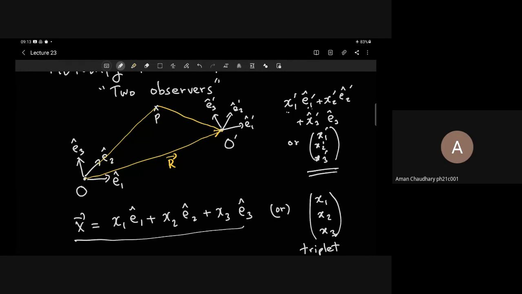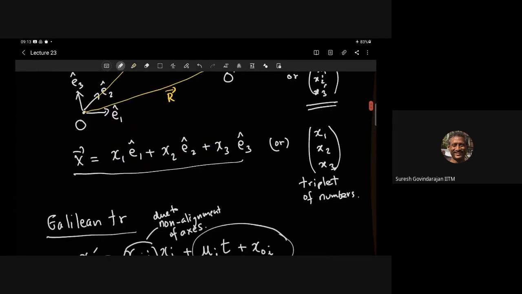x_i e_i cap is not the dot product, Siddharth. It's absolutely right, it's not a dot product. It's a wrong statement. Yes, thank you. It's not even a dot product. It's just a statement that a vector can be expanded in some basis. That's all.